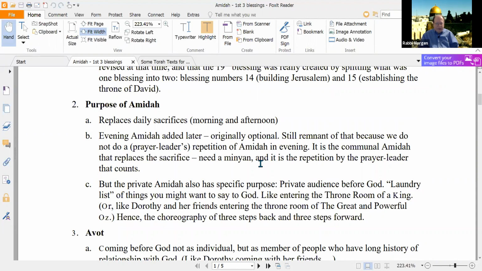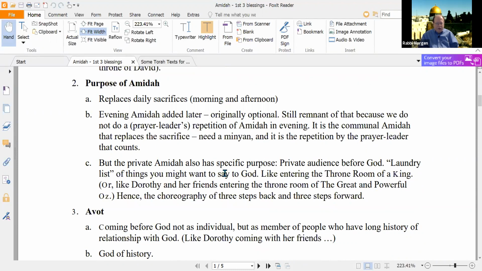Yeah, so the Amidah. The private Amidah has a specific private audience with God, and hence the choreography of 3 steps back and 3 steps forward. Now, the other thing that you do when you used to come into the throne room of God was you would bow to the king. And there was a formalized way of bowing, where you'd bend your knees and bow. And so that's what we're doing now with God.